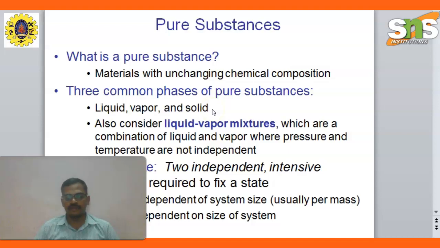Also consider liquid vapor mixtures, which are a combination of liquid and vapor where the pressure and temperature are not independent. State postulate: two independent intensive properties are required to fix a state. Intensive: independent of system size, usually per mass. Extensive: depending on the size of system.